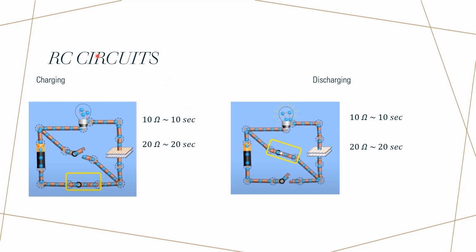Okay, now onto RC circuits. We have charging and discharging of the capacitors. When you have a 10 ohm resistor, it takes about 10 seconds, and a 20 ohm resistor takes about 20 seconds to charge and discharge.